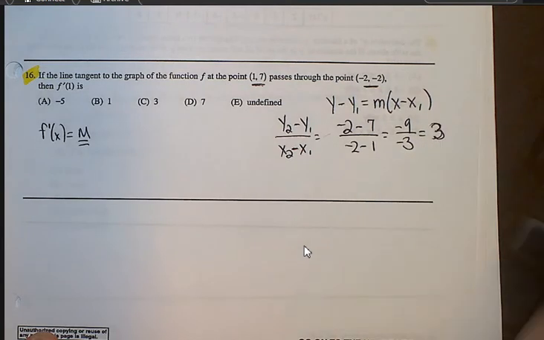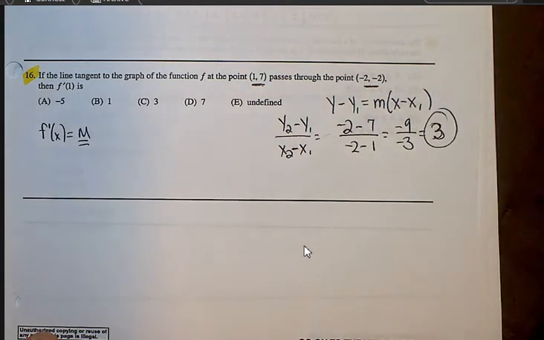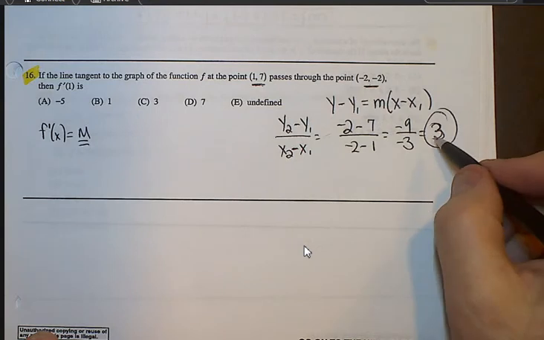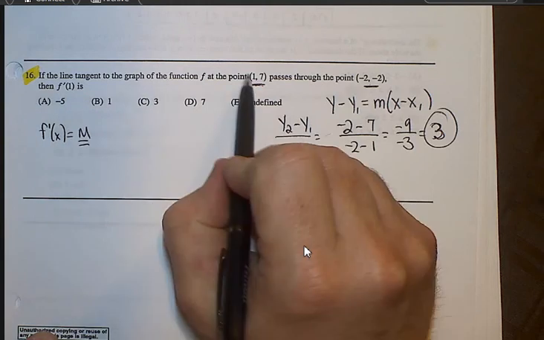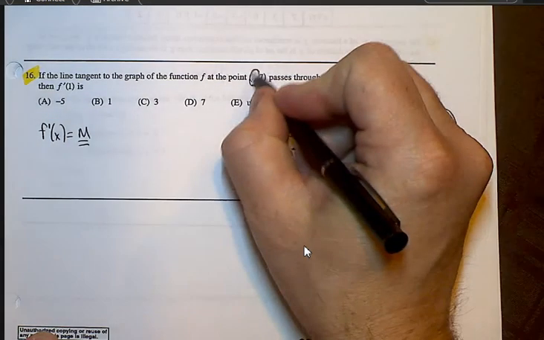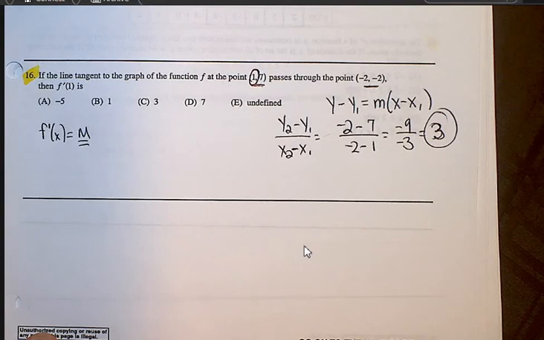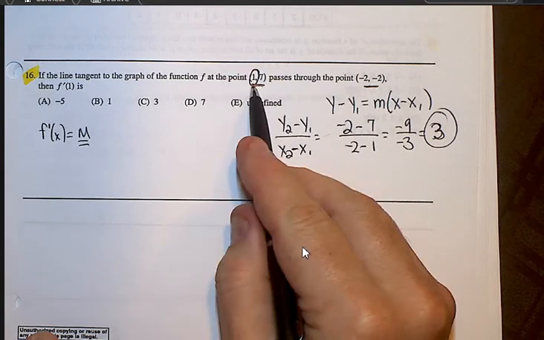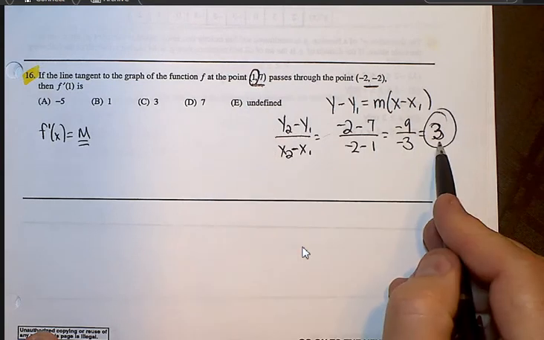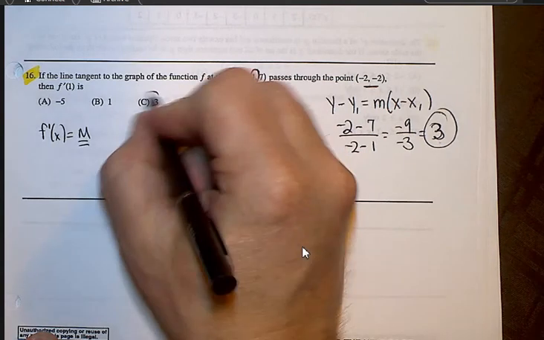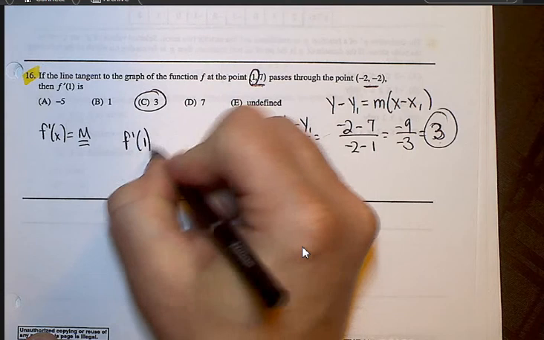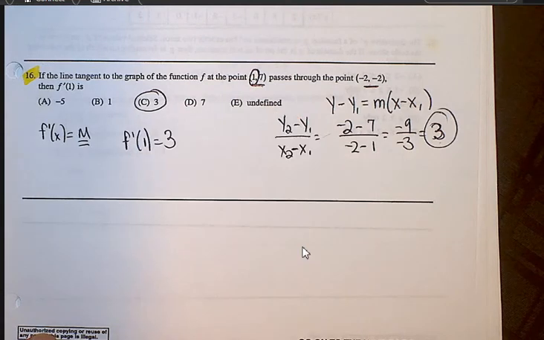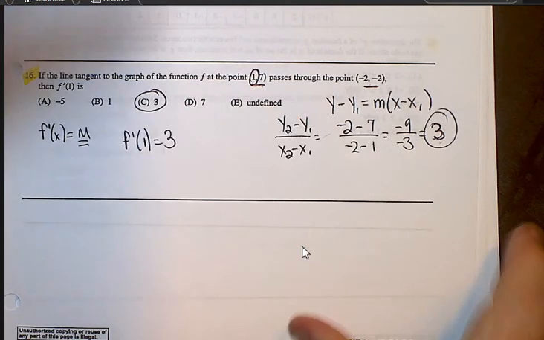And if this is the slope, then we need f prime of 1. If a line is tangent to the graph at the point where x equals 1, then at that point the slope is going to be 3. So f prime of 1 is going to equal 3, which is choice C. All right, we move to the next one.